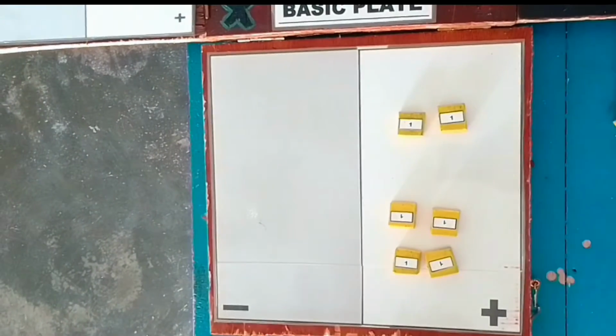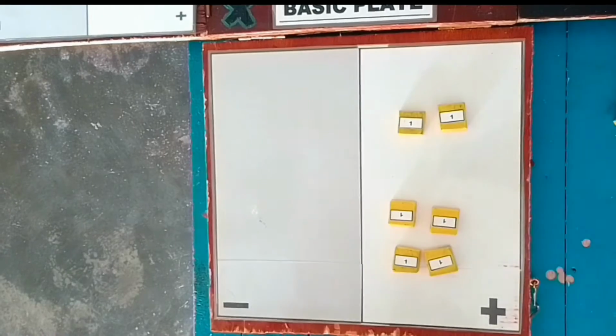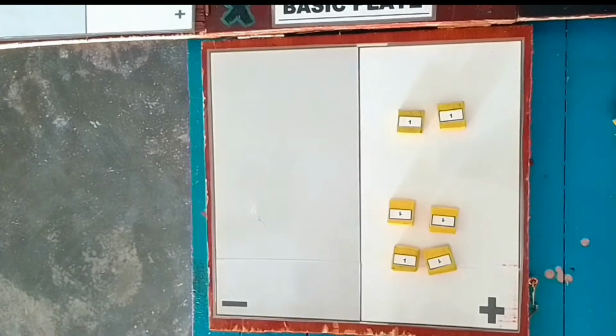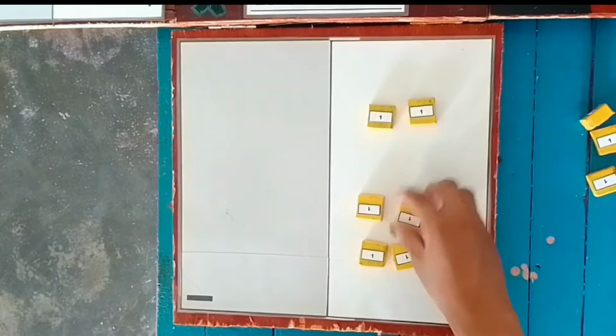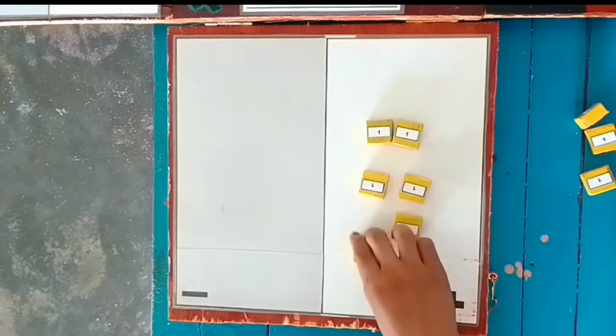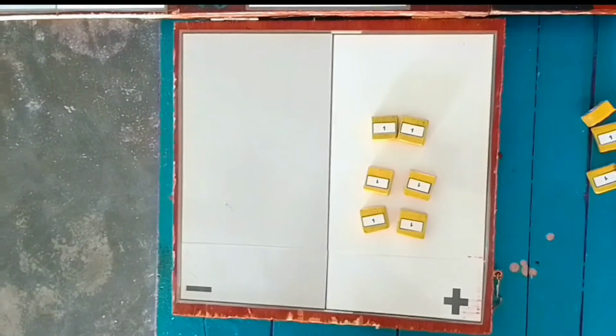So in adding positive integers using the basic math plate, we will just count the number of tiles in the positive side. So as you can see, positive 2 plus positive 4 is equal to positive 6.